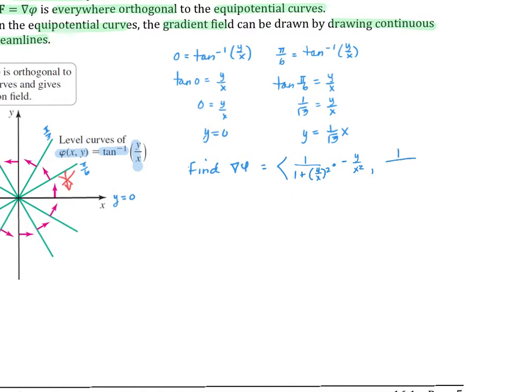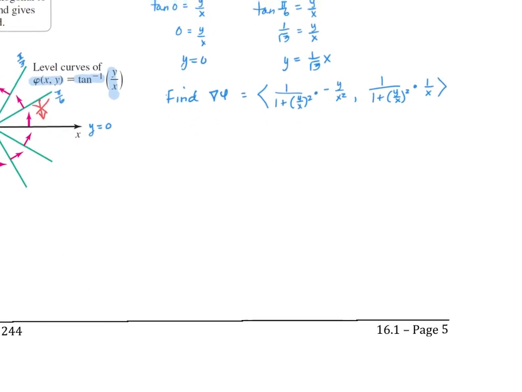1 over 1 plus the argument squared times the derivative of the argument with respect to the variable y, and that would be 1 over x. It's not necessary that I clean this up because I'm only computing the gradient just to verify which direction these orthogonal vectors are going to go in. But this is going to bug me, so I am going to clean this up and write this as negative y over x squared plus y squared, and then x over x squared plus y squared. Double check me on all of that.